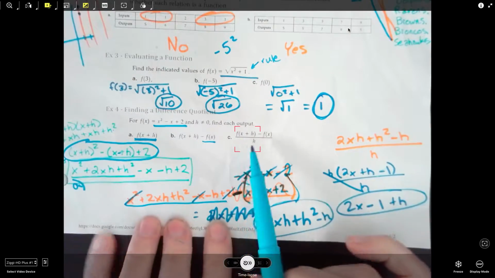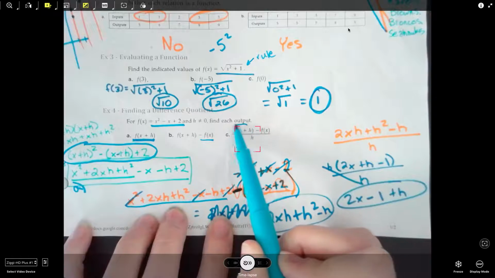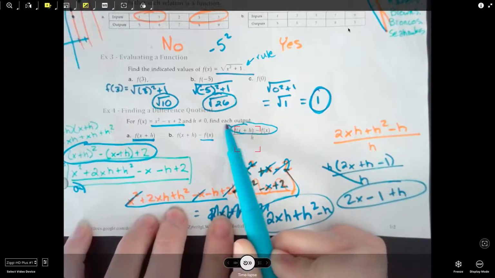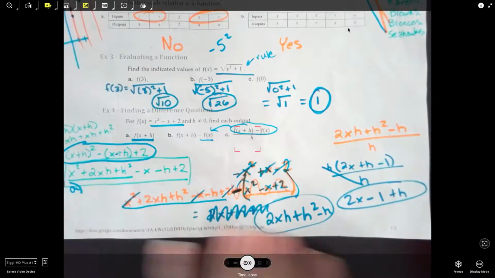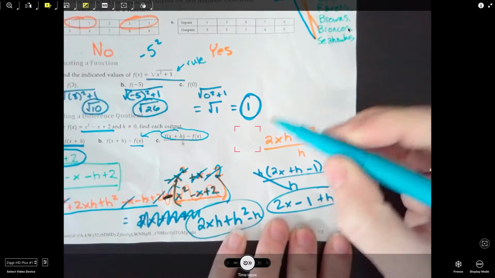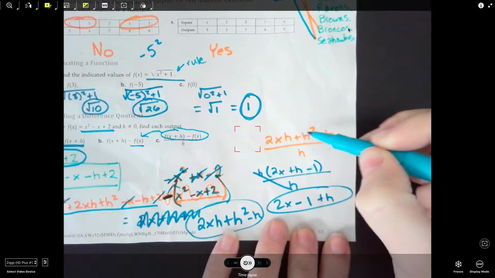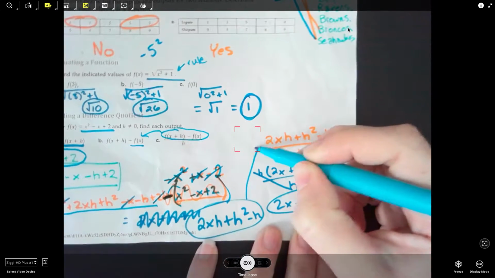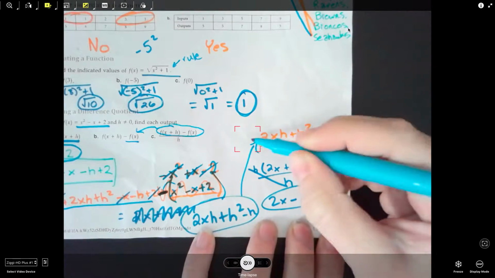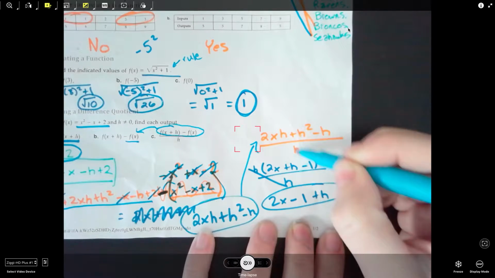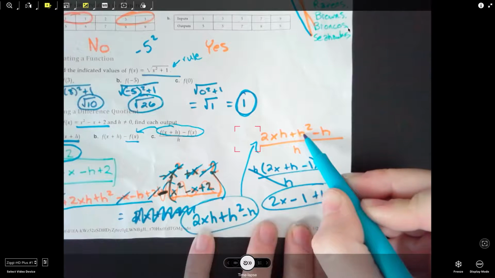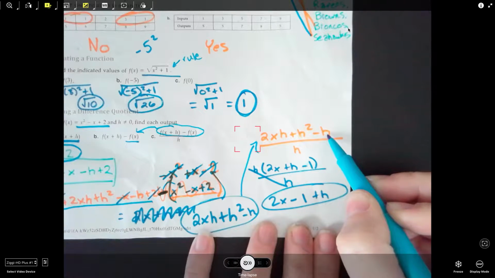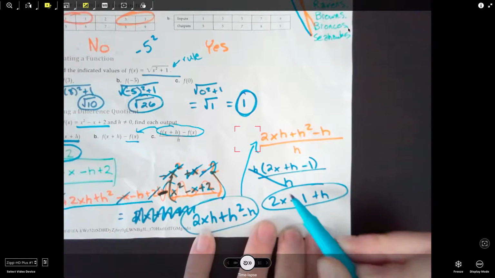Now part C has us do one step further. This f of x plus h minus f of x is the same as what we have here. So if we just divide by h, okay, I did it this way. This part, 2xh plus h squared minus h, just comes straight from part B. And I pulled an h out because that's what we're wanting to factor out and reduce. So if you pull an h out, you have 2x left over. You have an h here, and you have 1 left here. And then I cancel my h's out, and I get this.